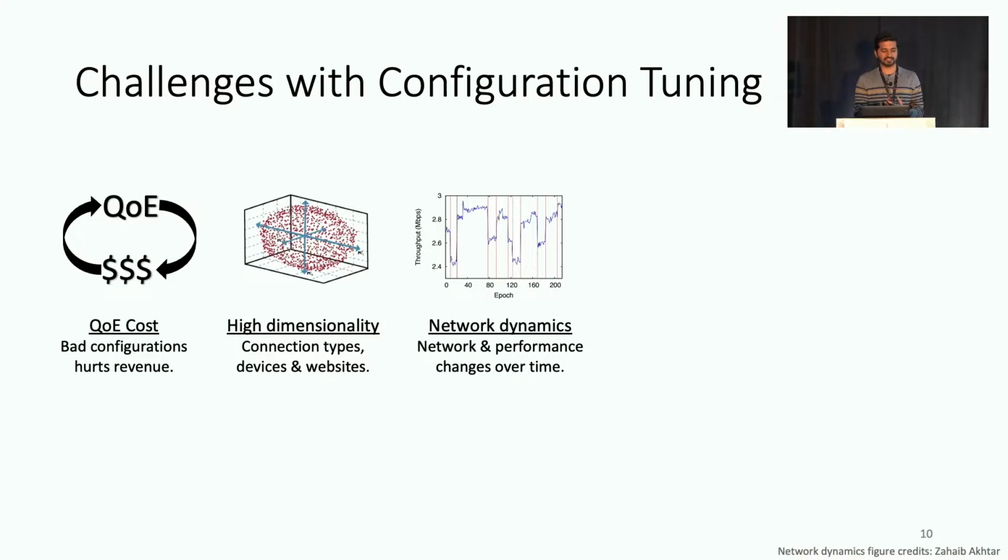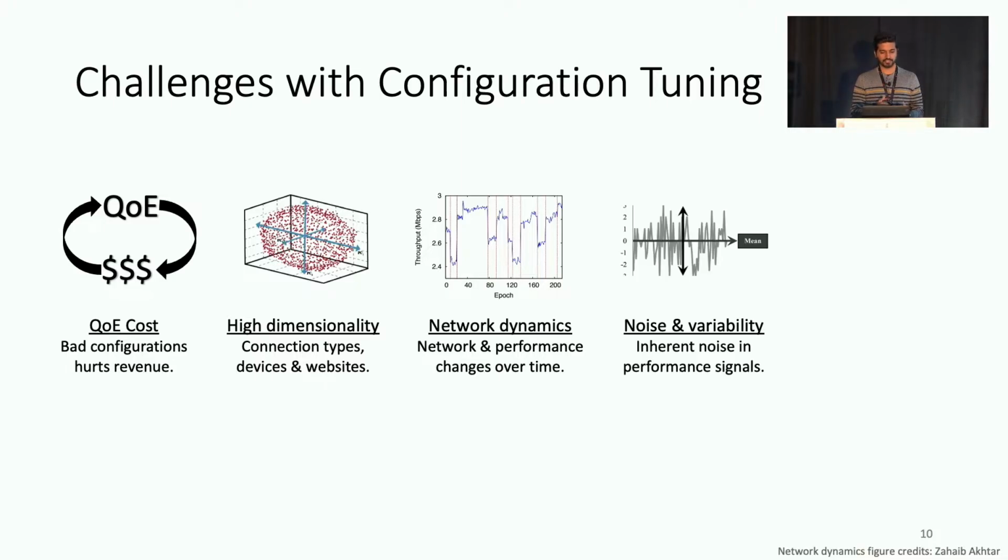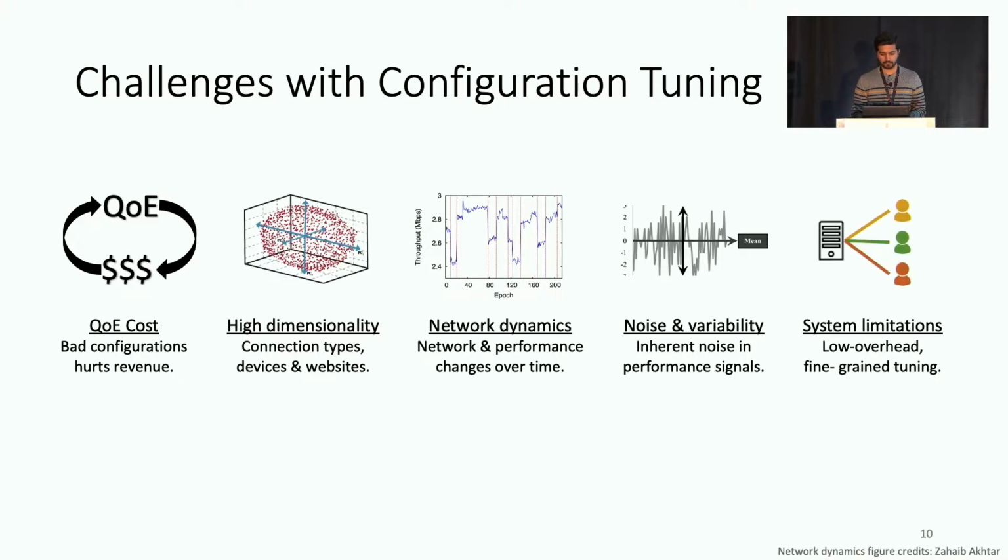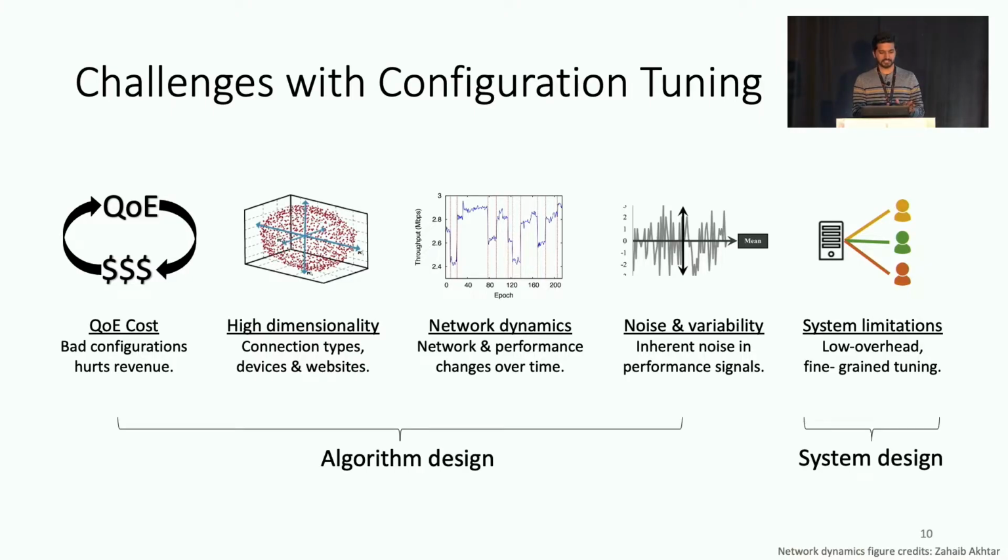Third, network is dynamic, and network conditions change over time, over the course of minutes. So the learning technique would be required to react to network changes and reevaluate how that impacts performance. Fourth, there's inherent noise in internet measurements, and the learning technique would be required to tackle that noise. And fifth, there are system challenges regarding tuning configuration on a per-connection basis in a low-overhead manner. So basically, we see 2 sets of challenges. Some are algorithmic and some are system design challenges.